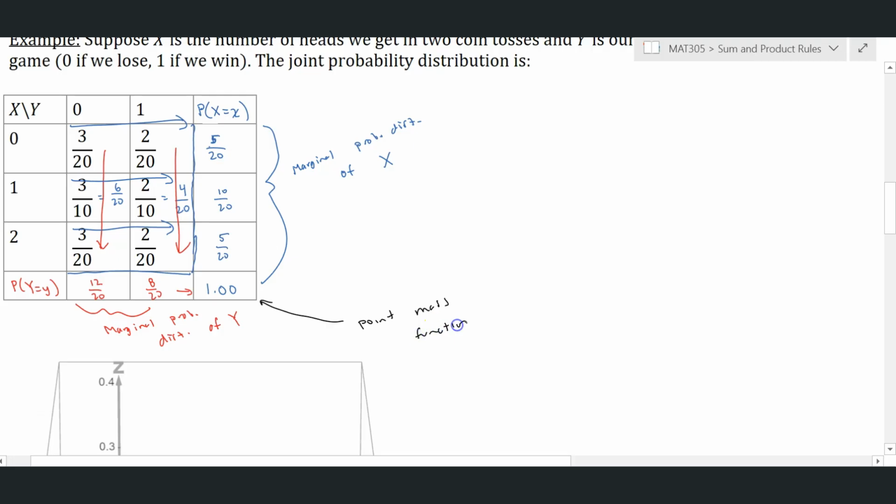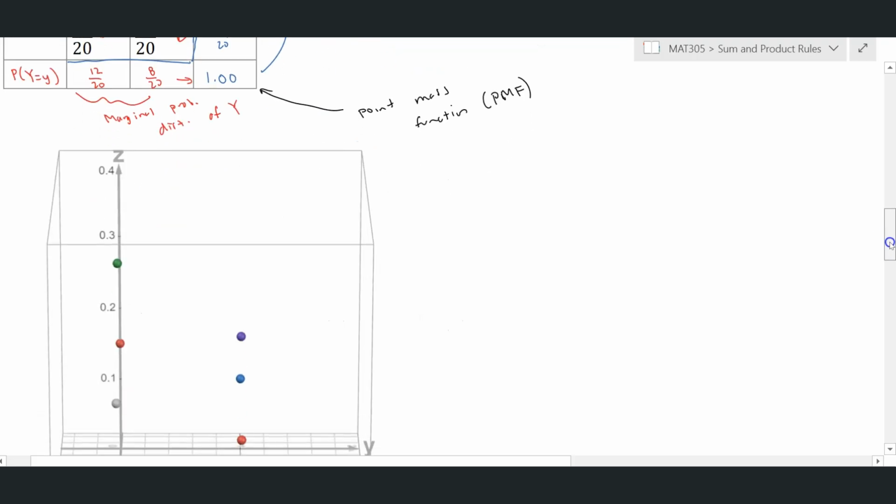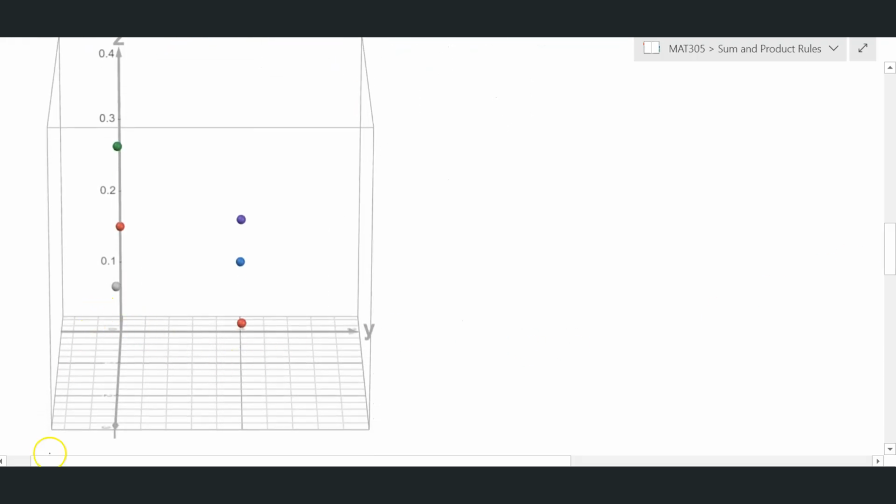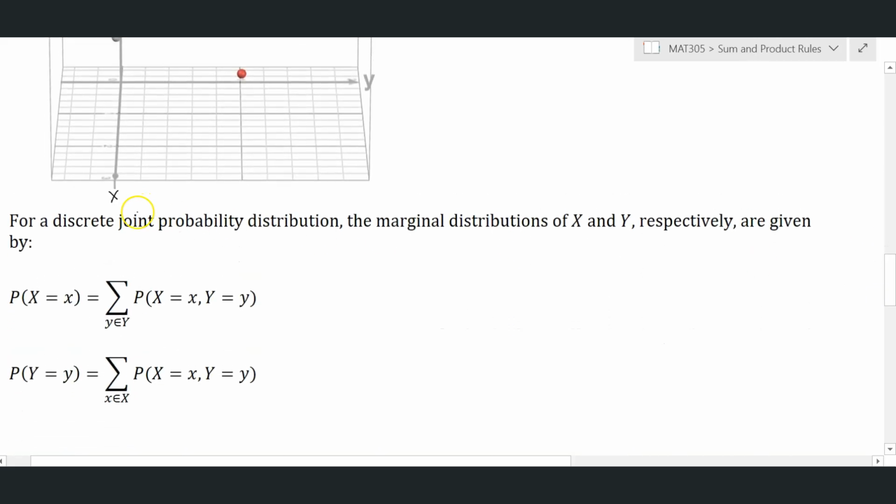Usually we call it a PDF, probability distribution function, if it's a continuous random variable, but both of these are discrete. And so you could actually visualize these as 6 ordered triplets in 3 dimensions. Here you have your x-axis, and x could be 0, 1, or 2, and you can see the height of those points displaying that distribution function.